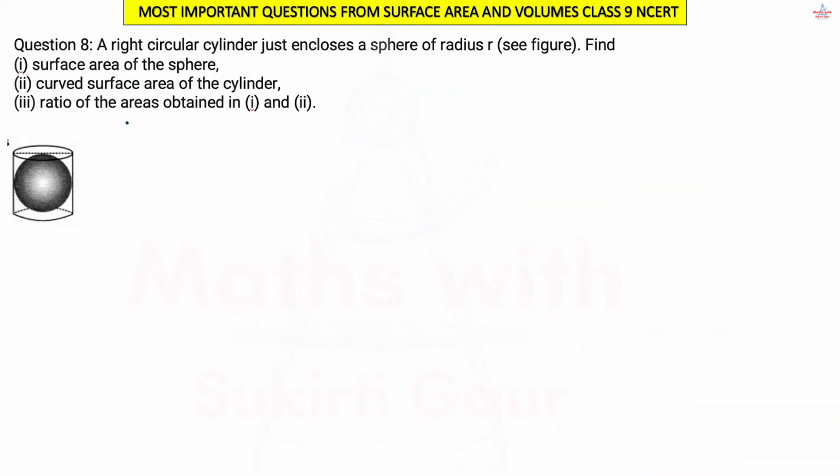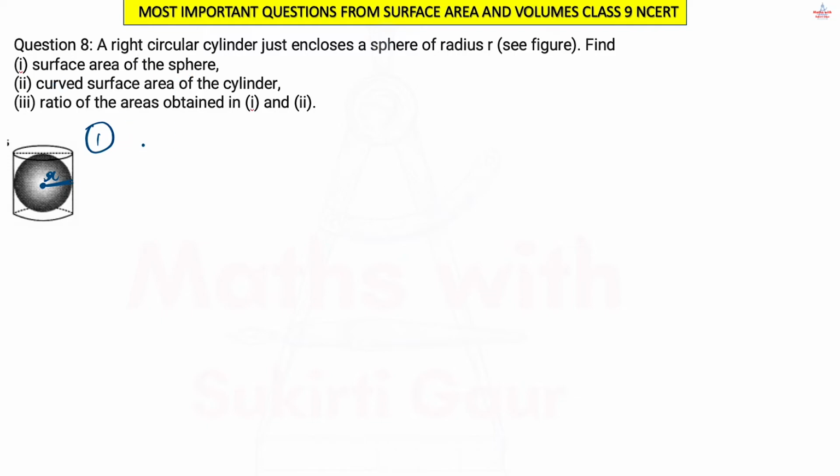Question number 8 says, a right circular cylinder just encloses a sphere of radius r. Encloses means the sphere is inside the right circular cylinder. Find the surface area of the sphere, the curved surface area of the cylinder, and the ratio of the areas obtained in first and second. Let us start with the first part. So it just encloses a sphere of radius r. So the radius of this sphere is r. I hope it is visible.